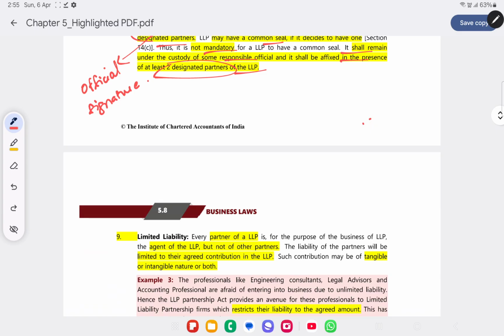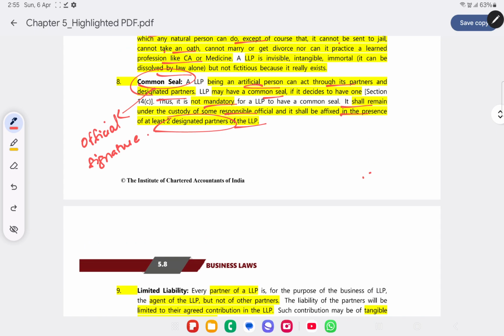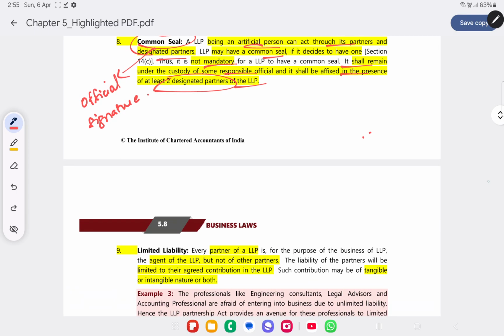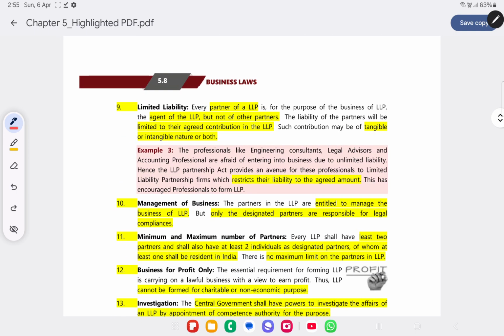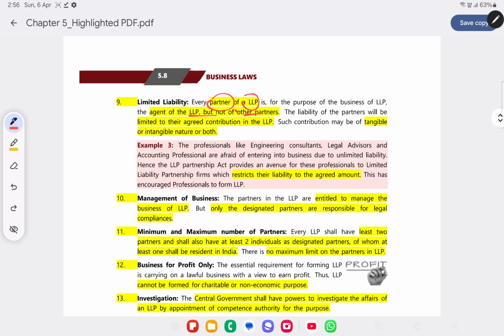And if it has a common seal, then it will have to be kept under the custody of a responsible official, and it has to be affixed in the presence of 2 designated partners. Limited liability. So obviously, as we know, LLP has limited liability. The partner's liability is limited only to the extent of their agreed contribution, not beyond that. That contribution can be tangible and intangible, but their liability is only to the extent of the agreed contribution, not beyond that.